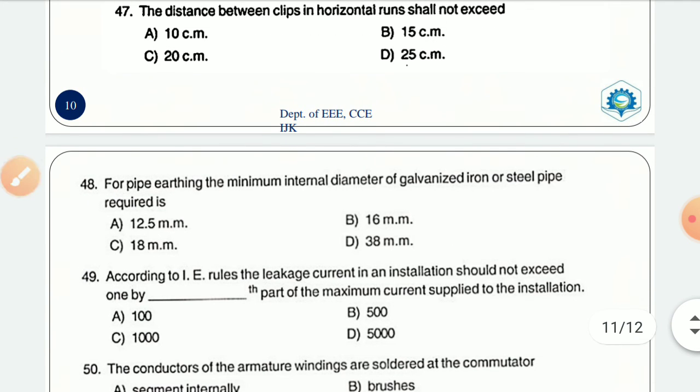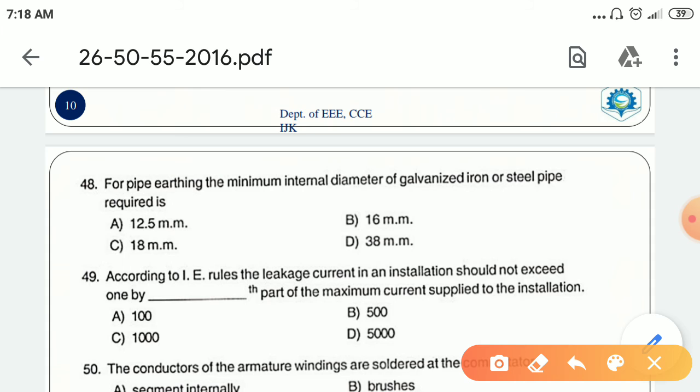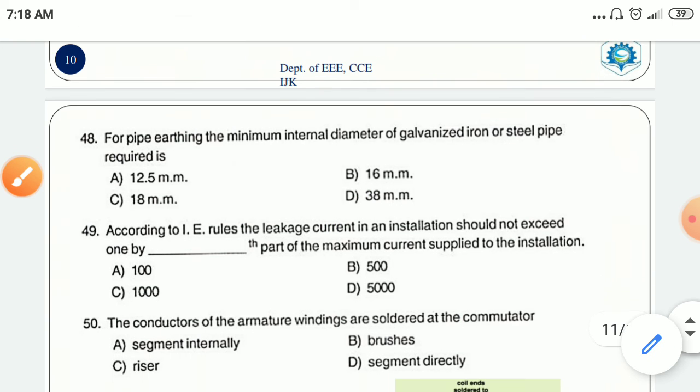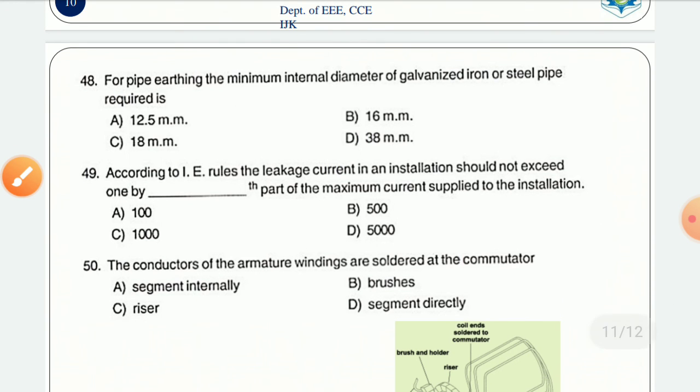For pipe earthing, the minimum internal diameter of a galvanized iron or steel pipe required is. So normally for pipe earthing, the minimum internal diameter required is 38 millimeter, and the answer for question number 48 becomes option D, that is 38 millimeter. So let's go to the next question, 49.